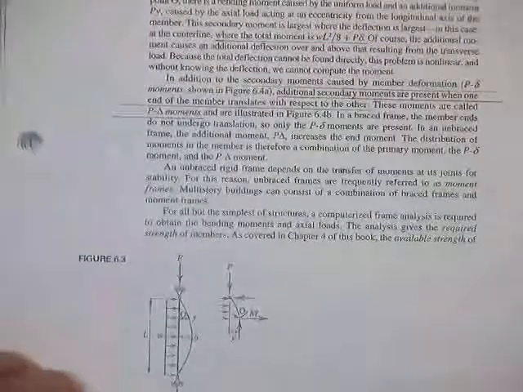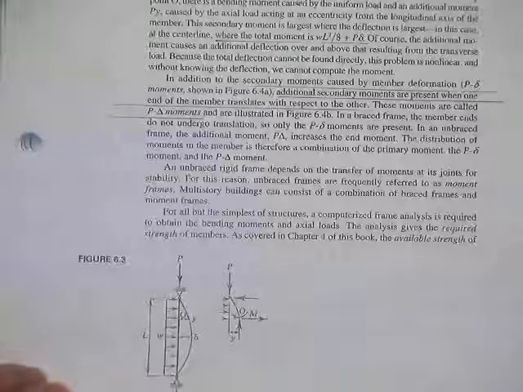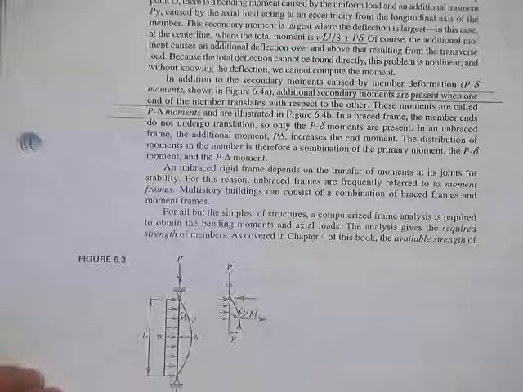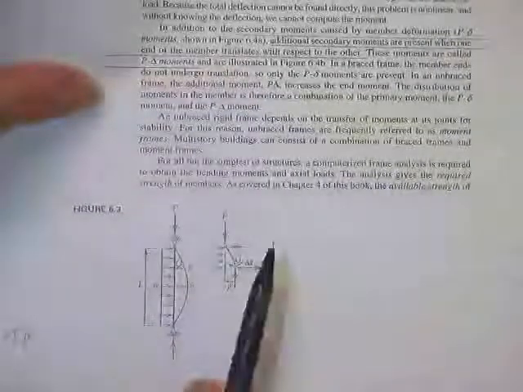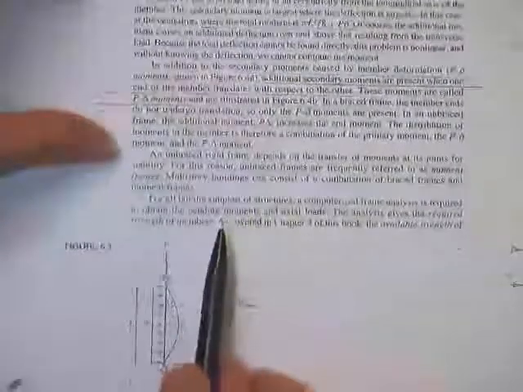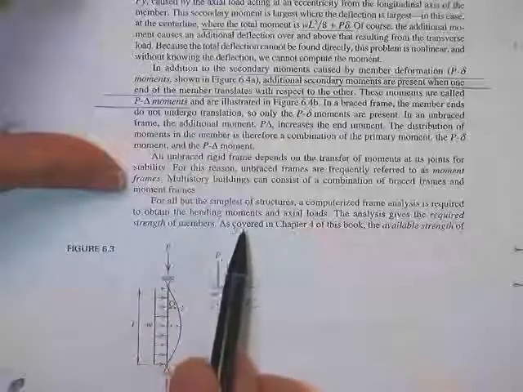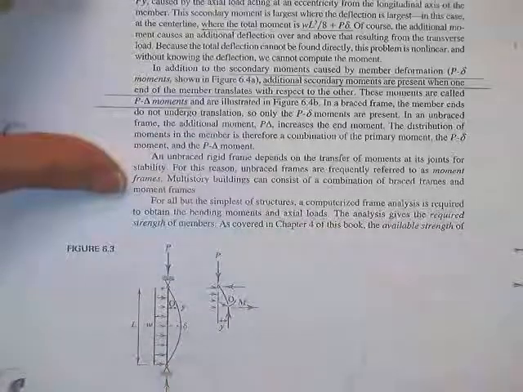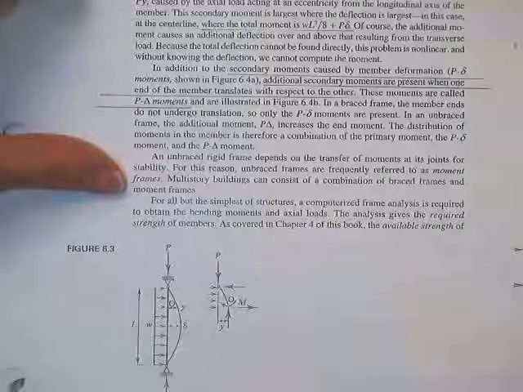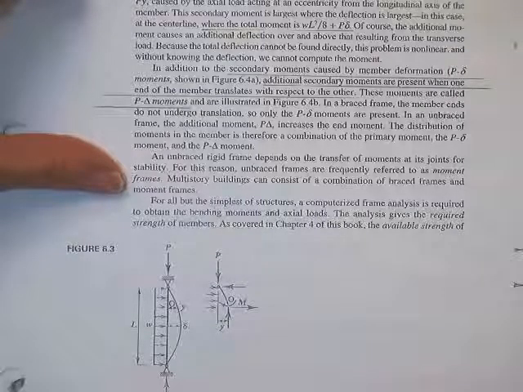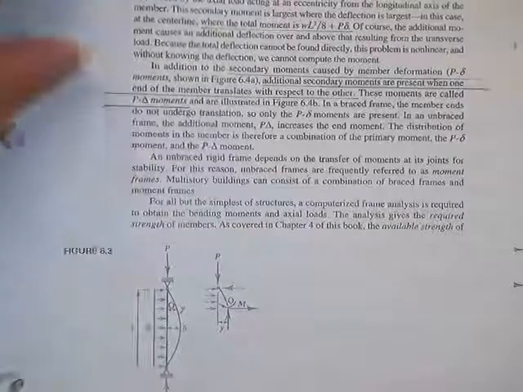Those are called secondary moments, but even though they're secondary, they can sometimes get quite large. It says, for all but the simplest of structures, oh, there he's talking about analysis. Almost always you're going to have a computerized analysis to get these bending moments and axial loads. And he's going to mention that he's assumed someone has done that, and he's going to give you the results of that analysis.